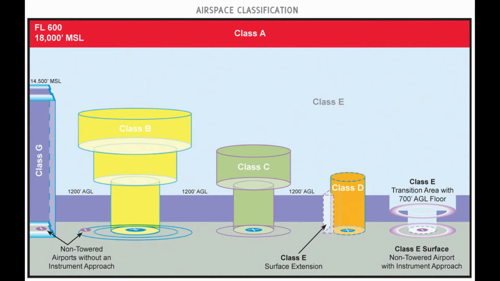Class E can start from the surface, but not always. Typically it starts at about 700 feet above the surface. Class G, or uncontrolled airspace, takes up the rest, except for Class A, which doesn't start until 18,000 feet. We'll talk more about each of these when we look at an actual chart.